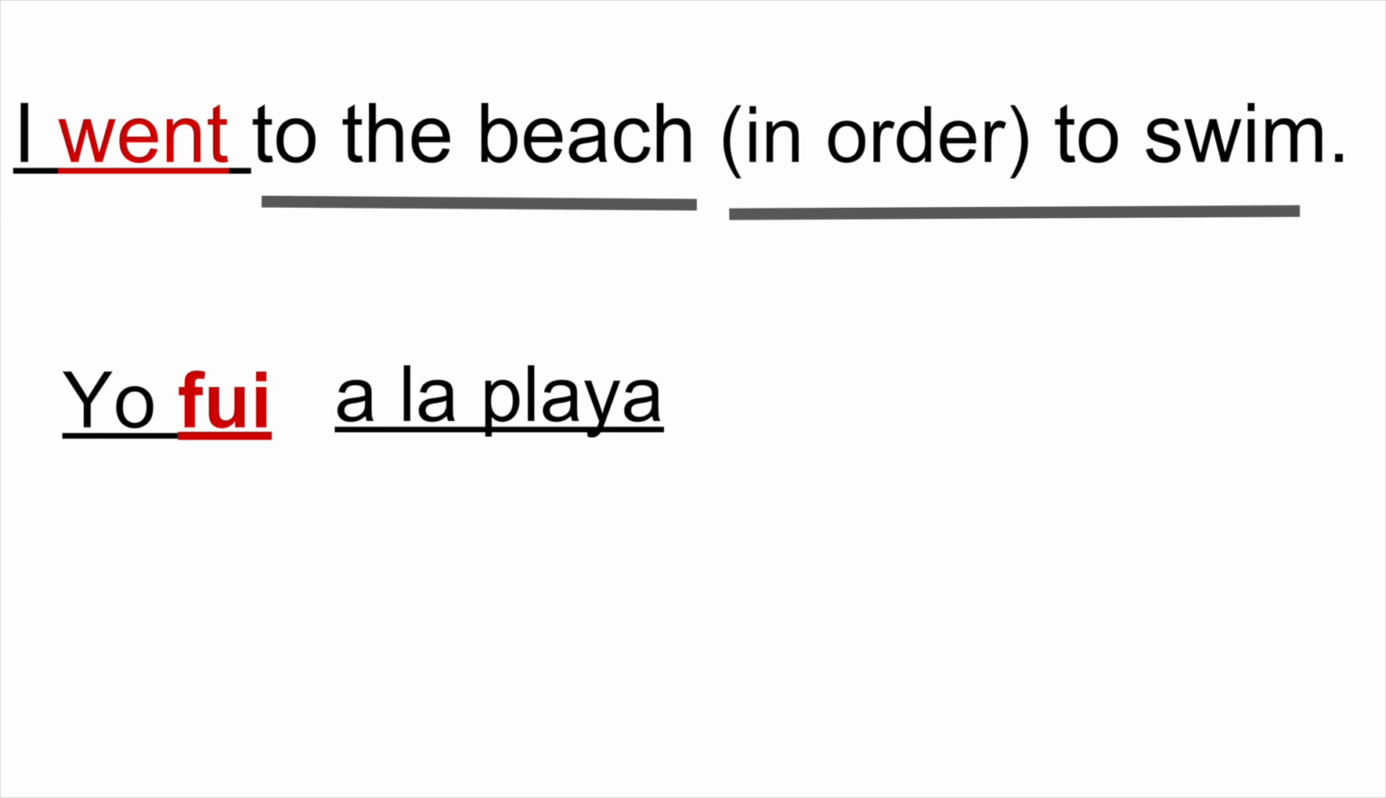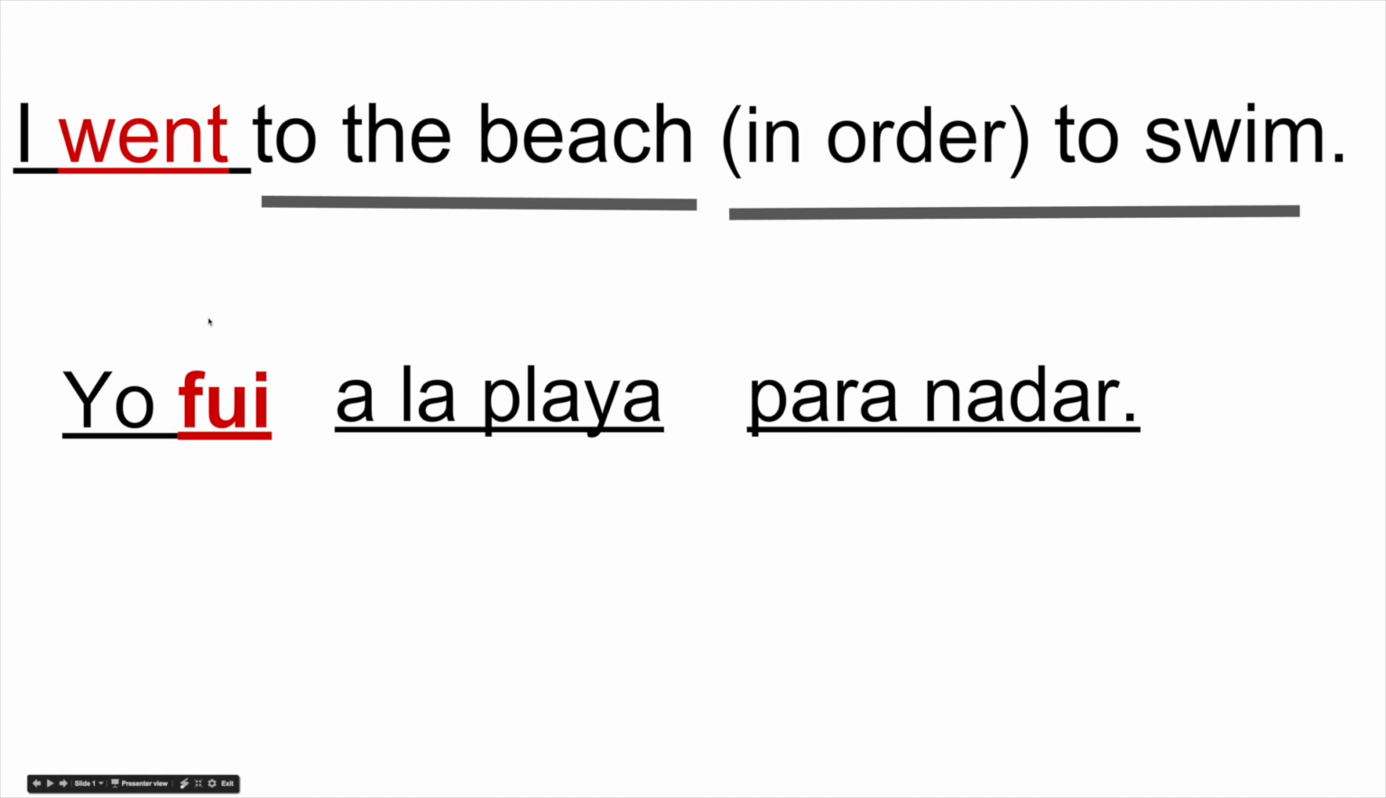In order to is always what? Para. And then nadar, to swim. If you don't know how to do this yet, let me know and I'll get you some more practice. You can always look that up, even on YouTube. Why do I use a la? You can do some investigation on your own, but if you need more help, let me know. It's because it ends in a, so we chose la. A and la. To the beach.